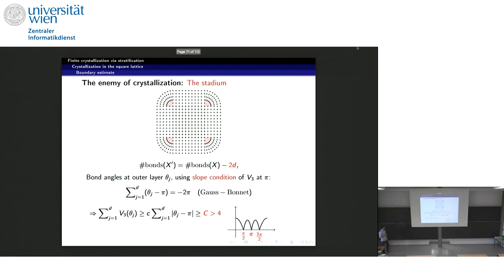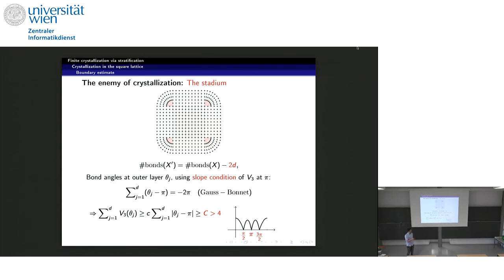And then let's look at the angular potential and its contribution. Remember, all the bond angles are close to pi. They're maybe not pi, but close to pi. And I assumed a linear growth of my potential out of pi. So I can estimate that from below by the deviation from pi. And now this is a fixed sum. It gives me plus 2 pi at least. And I can tune this constant so big such that it's bigger than 4.